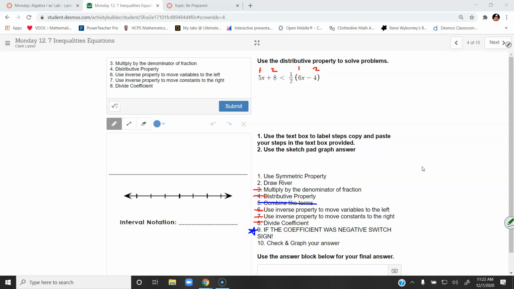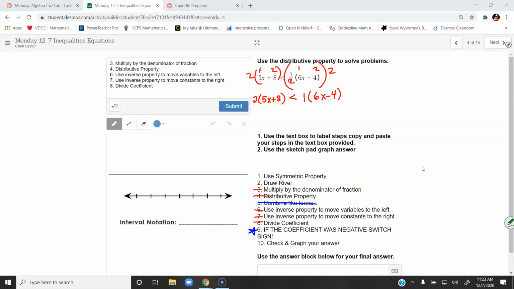So first things first, I said multiply the denominator. So that's multiplied by 2. This is multiplied by 2. So this is going to be 2 times 5x plus 8 is less than 1 times 6x minus 4. The reason there's a 1 there is because that was a 1/2. I multiplied by 2 because this was the denominator. Okay, so that goes away.